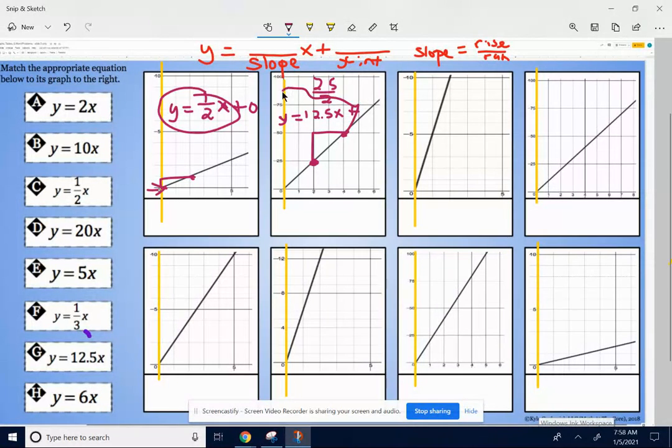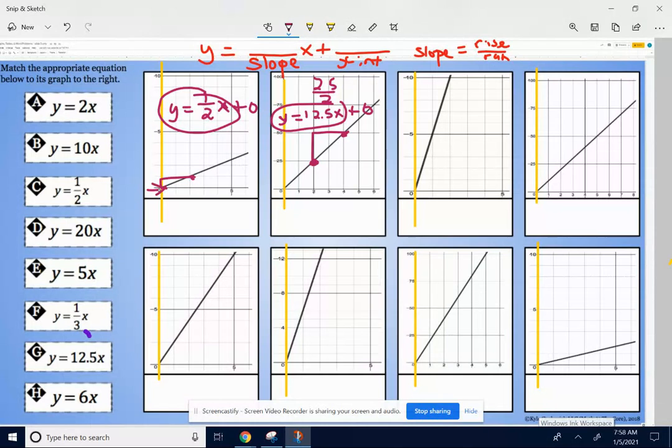The y-intercept goes at the end after the plus sign. The y-axis here is being crossed over at 0. So my equation is y equals 12.5x plus 0. And again, no reason to write plus 0 at the end because it doesn't affect anything. So there's my equation for that.